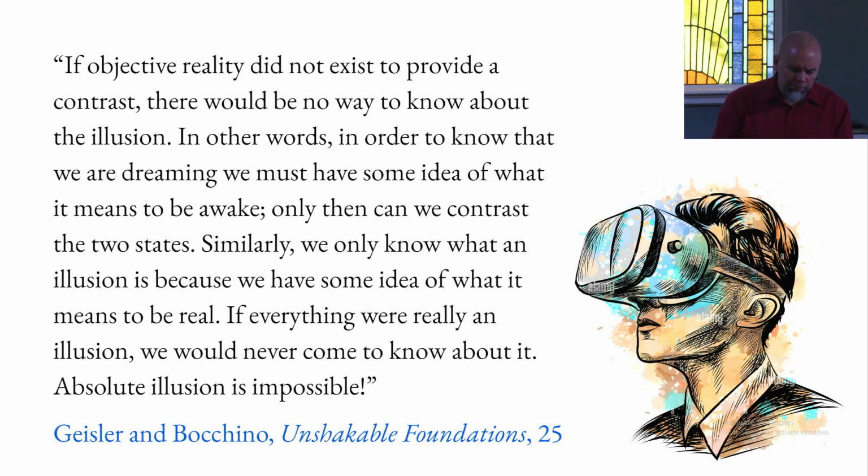In other words, in order to know that we are dreaming, or if it's an illusion, we must have some idea of what it means to be awake. Only then can we contrast the two states. Similarly, we only know what an illusion is because we have some idea of what it means to be real. If everything were really an illusion, we would never come to know about it. Absolute illusion is impossible.